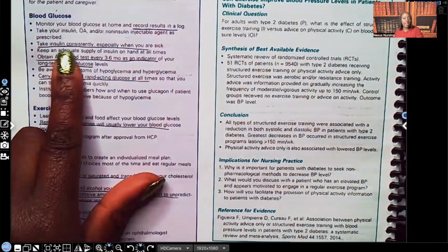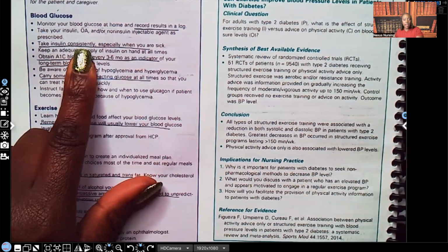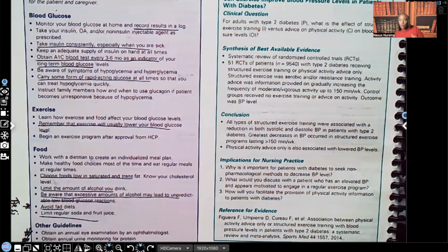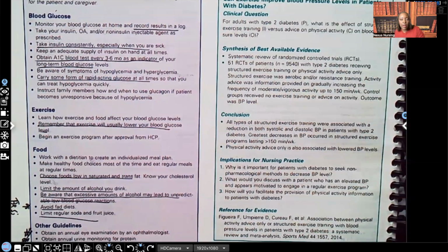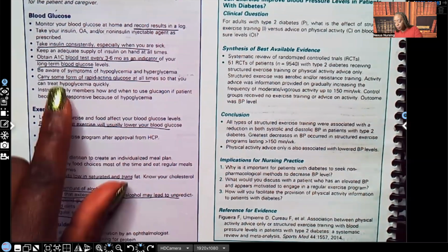Teach them to take their insulin consistently, especially when they're sick. Remember, when you're sick, your body's stressed. What happens when your body's stressed? It shoots out more sugar. So the patient's glucose will be higher during times of stress. So they need to take that insulin consistently, especially when they're sick.